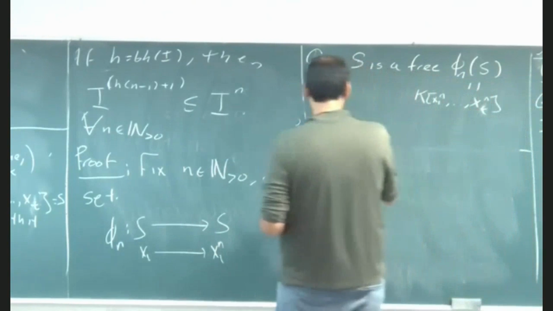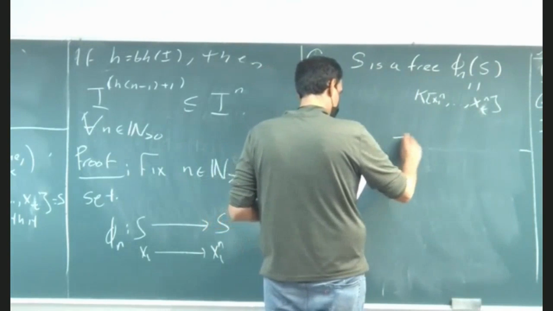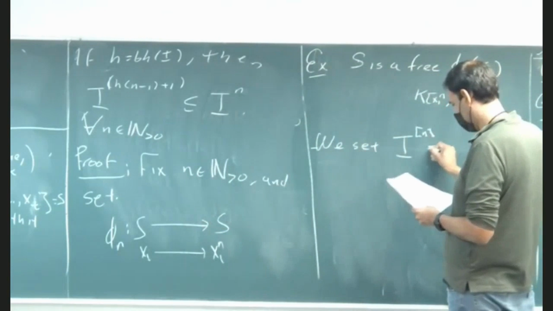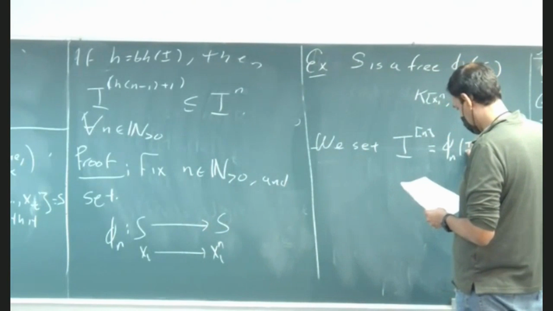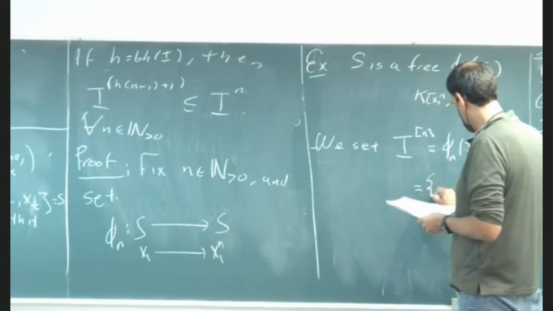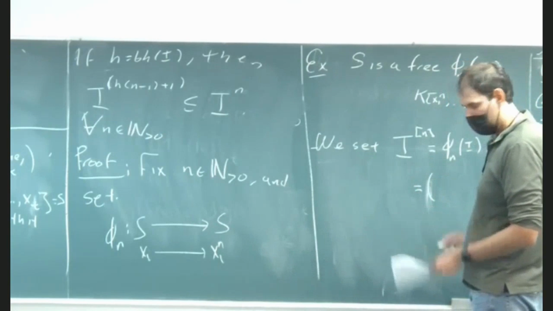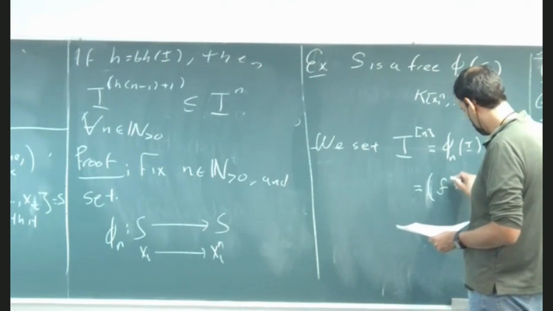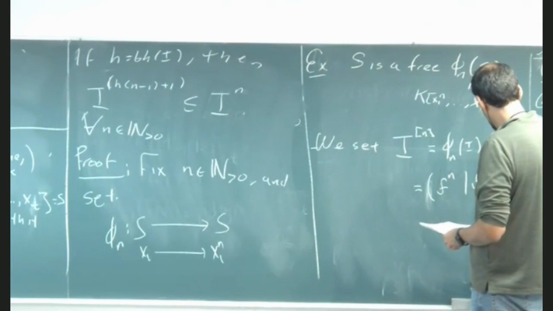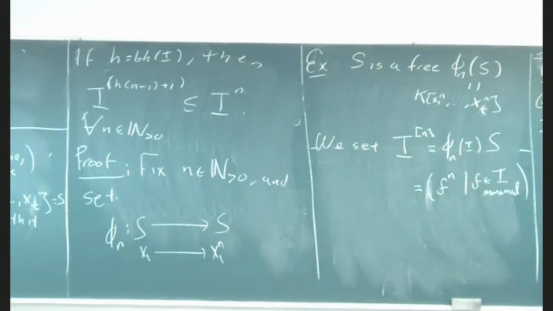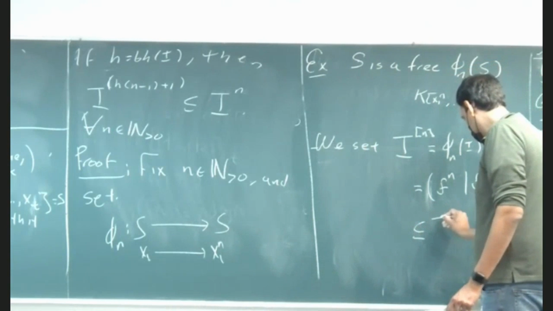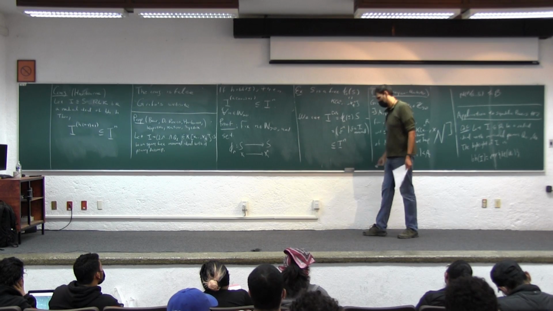Okay. Now we're going to set I bracket n equal to phi_n of I times S, which is going to be the ideal generated by, but now here I'm going to look at all the monomials in I. And I want to write it this way because this way it is clear that this is contained in I^n, which we know is contained in I.